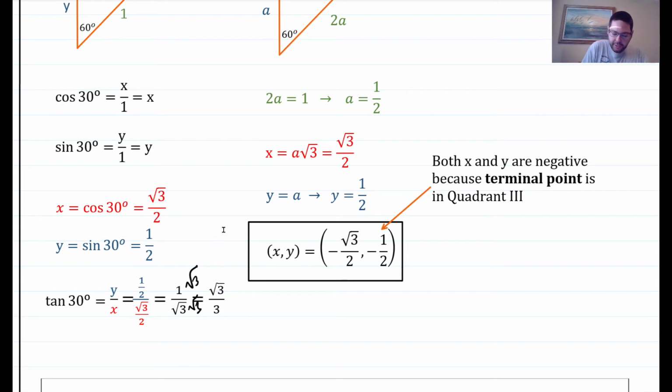Again, if you wanted to get secant of 30, you would have to do 1 over x. You would have to flip x and 1. To get cosecant of 30, you would have to do 1 over y.